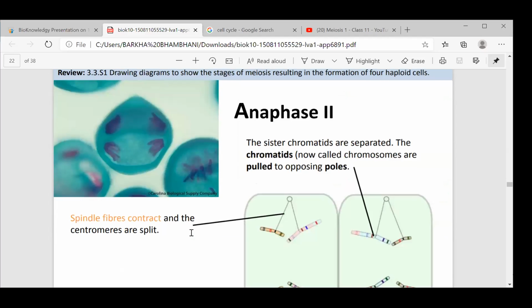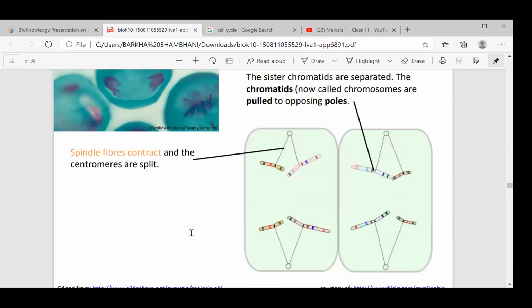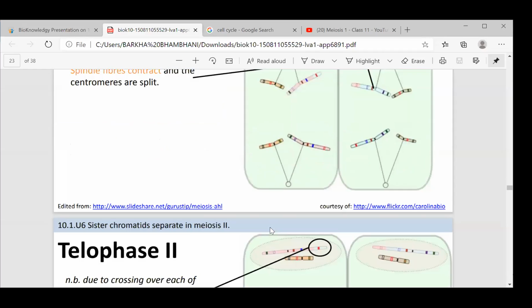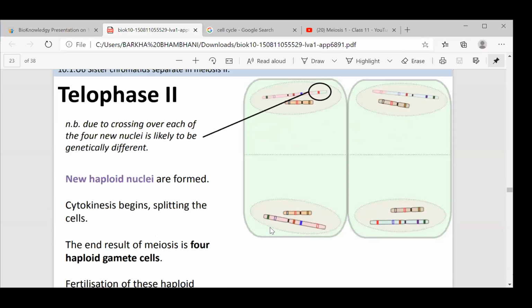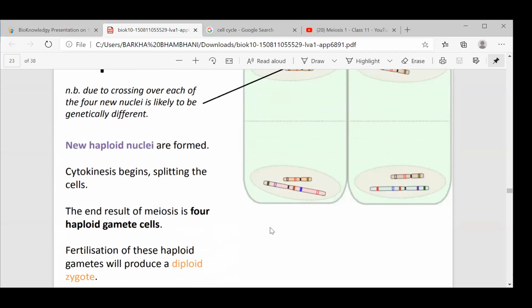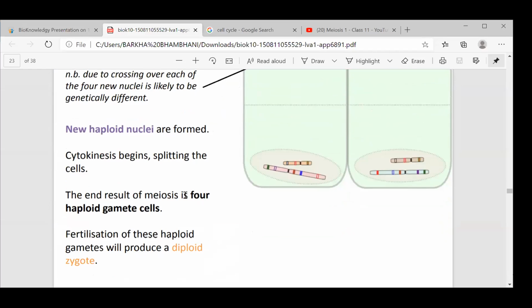In anaphase 2, what will happen? The spindle fibers will start contracting. When the spindle fibers start to contract, the sister chromatids will separate at the centromere. And if you look at this one, this will form one cell, another cell, third and fourth. Each one of them is different from one another. So due to crossing over, each of the 4 nuclei is likely to be genetically different. Cytokinesis begins, splitting of the cell, and the end of meiosis is 4 haploid cells.